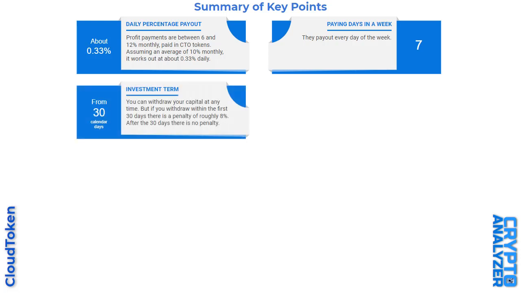So how long is the investment term? Well, I put down 30 calendar days only because there's a penalty if you withdraw within the first 30 days. After that, there's no penalty, but theoretically, there isn't an investment term. You can withdraw anytime you like, but you'll pay about an 8% fee if it's within the first 30 days.